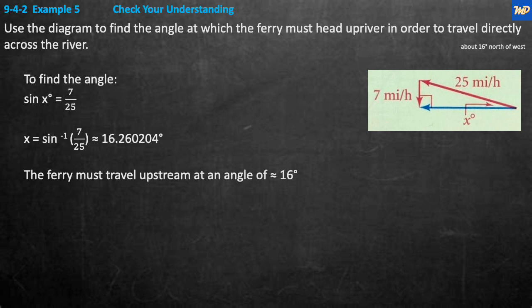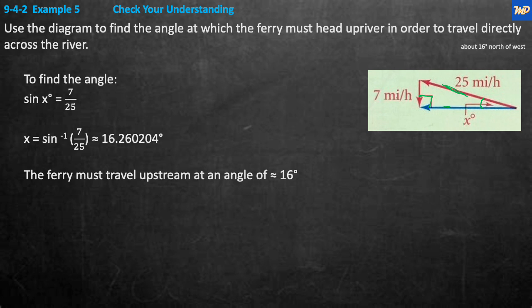Okay, so now that you've had time to work this problem, let's take a look at it. So use the diagram to find the angle at which the ferry must head upriver in order to travel directly across the river. Okay, so to find the angle, what do we have? We're looking for an angle, and the angle is right here, x, down here. Here's the hypotenuse going off. Right here's the right angle. So you know that this is the hypotenuse. It's the side across from the right angle. And this angle x here means that 7 is opposite. Okay, x down here, the blue line is adjacent.